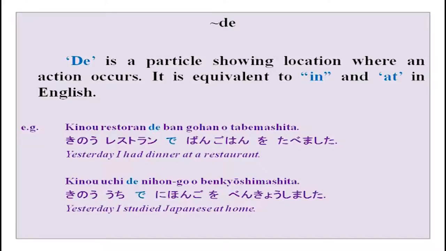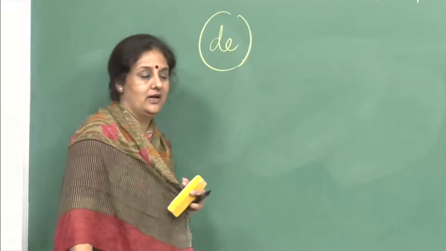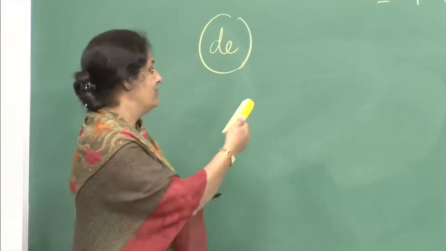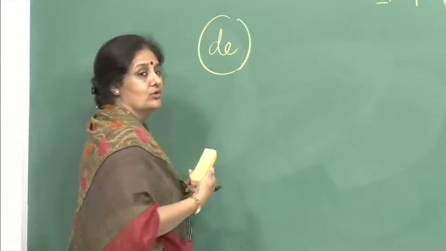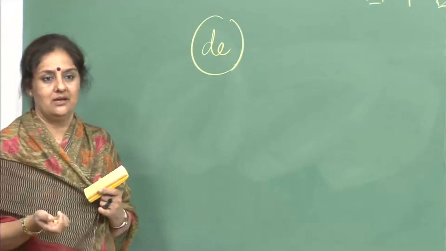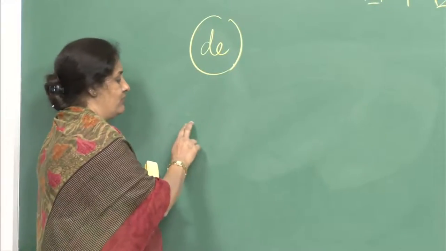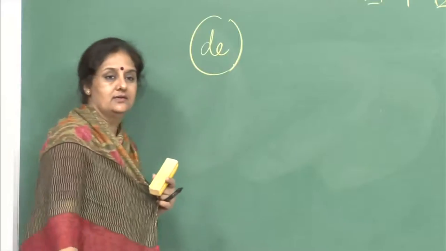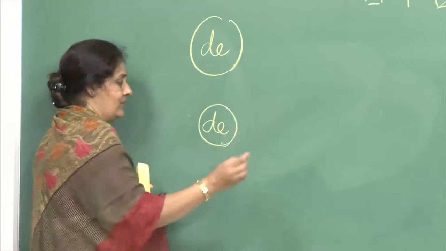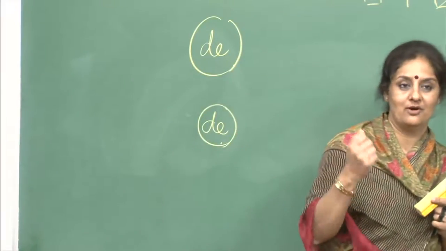Now, we have also done particle de. We have done particle de as mode of transport where you go from one place to another by a certain mode of transport which generally would be either a car or a cycle or a bus, a train, a ship, a plane. So, you transport yourself, you take yourself from point A to point B by any of these vehicles or things that we just mentioned. You have also done de in another form. You have done de as you use a tool to perform a certain activity.